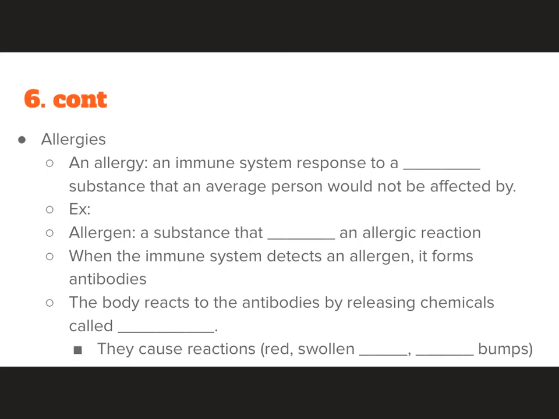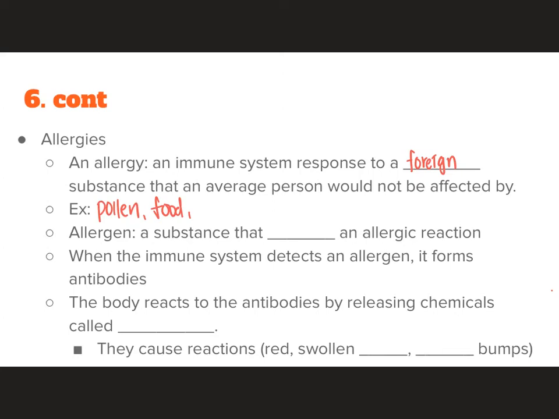Allergies are another example of problems with the immune system. So what is an allergy? It's basically an immune system response to a foreign substance that an average person would not be affected by. We already have some students in our class with allergies, but some examples could be pollen, different types of food allergies, such as shellfish, nuts, etc.